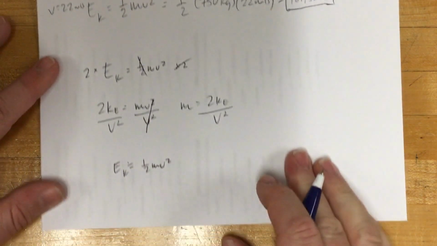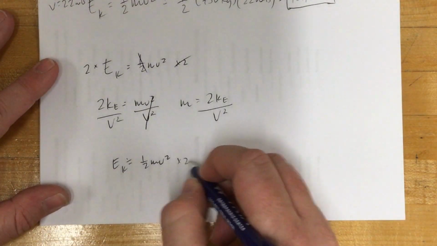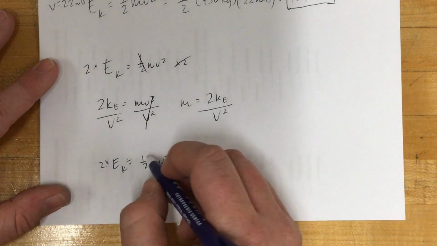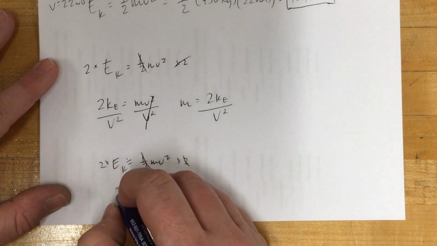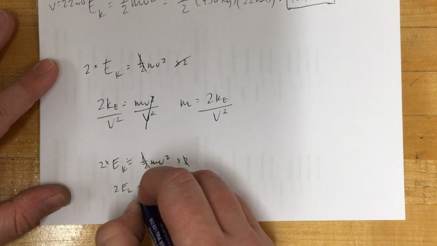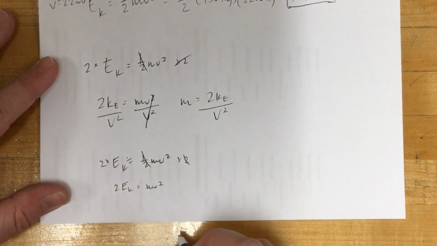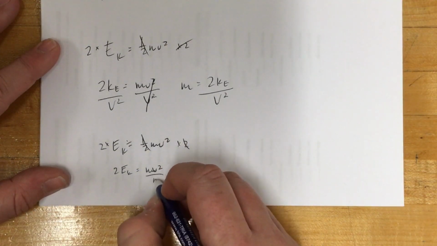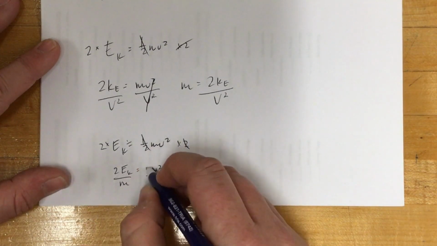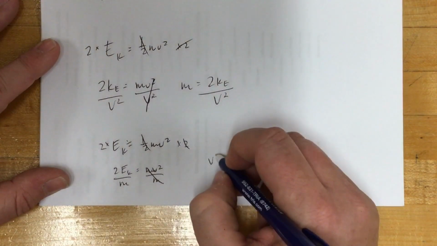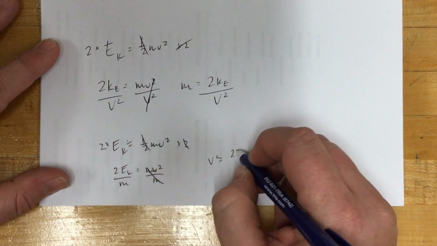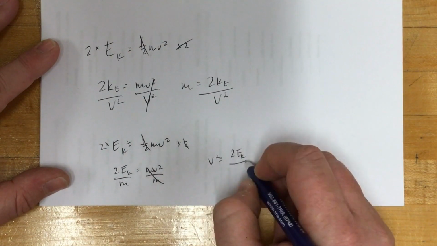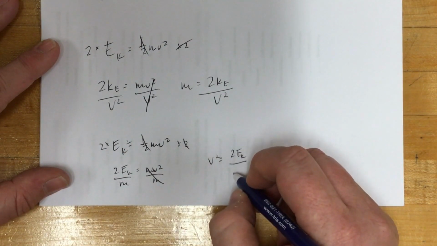If I wanted to solve for the velocity, I would start off with EK equals 1/2 mv squared. Again, I'd multiply both sides by 2. Multiplying both sides by 2, I have a half times 2. Half times 2 gives you 1, so I have 2 EK equals mv squared. I want to get v by itself, and so I'll divide by m, and that gives me that v squared is equal to 2 times my kinetic energy over my mass.